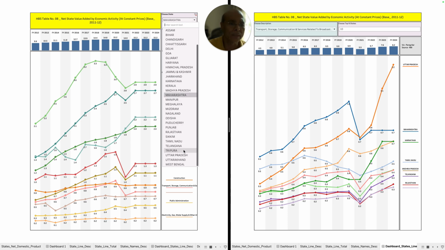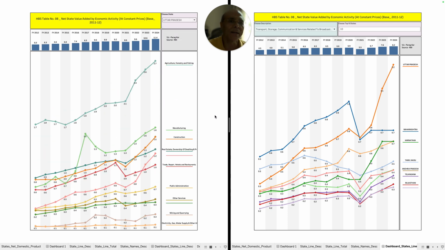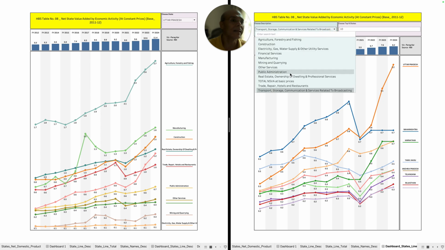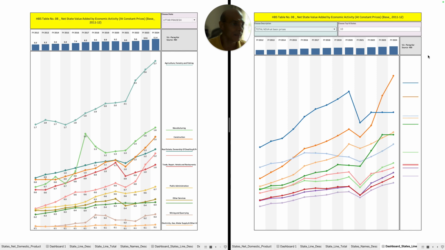Let's look at Uttar Pradesh, because Uttar Pradesh has been coming up in many. So Uttar Pradesh, out of the total 11.4 lakh crores, agriculture, forestry and fishing is the highest category, 2.7 lakh crores, then manufacturing 1.6, and then construction and other items. I can basically take the total and then I can rank it accordingly.